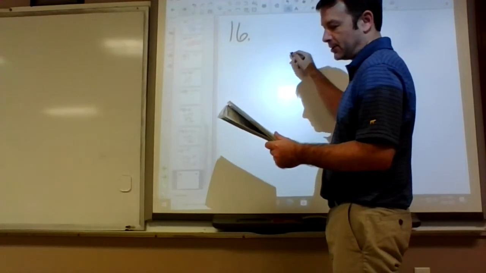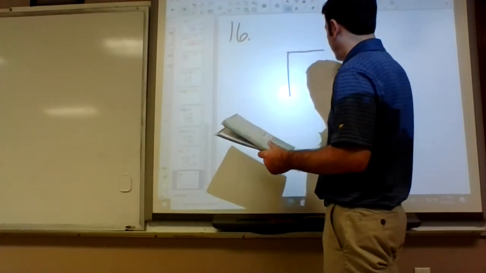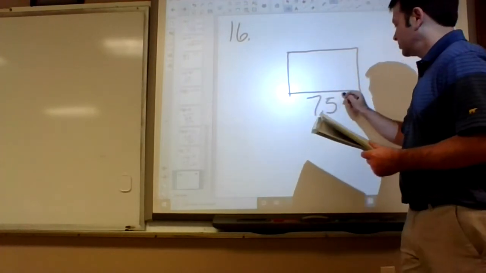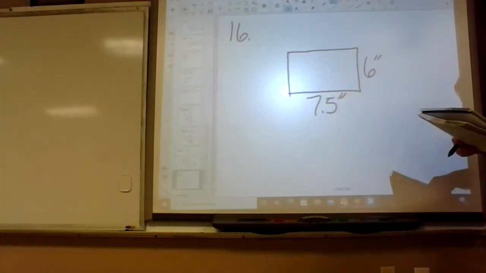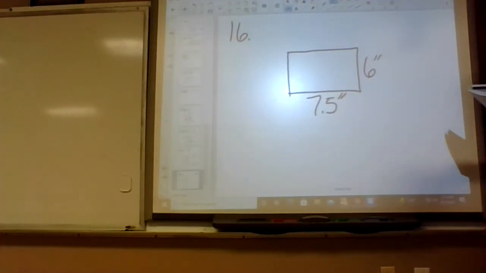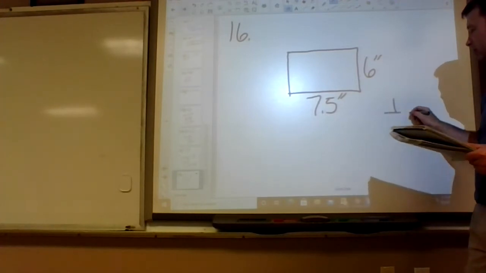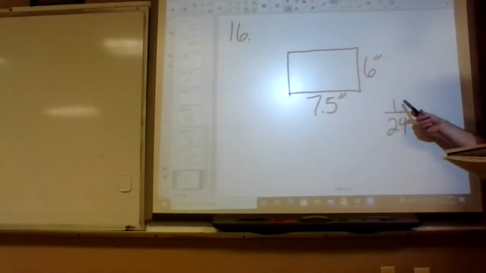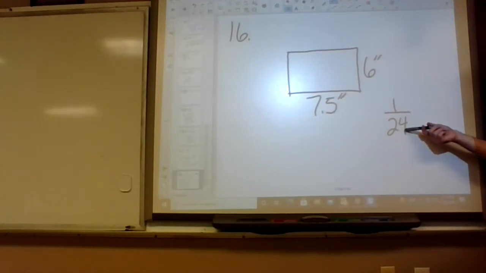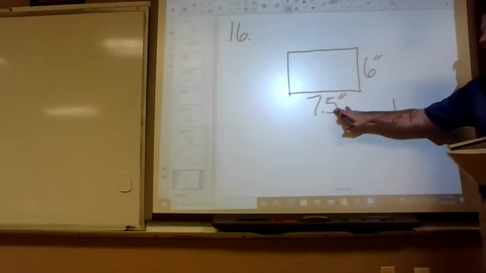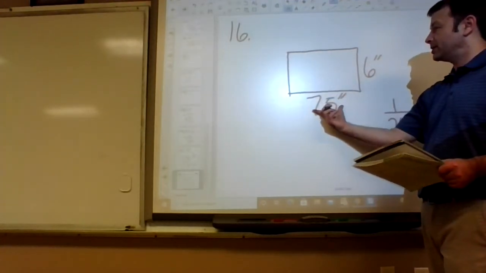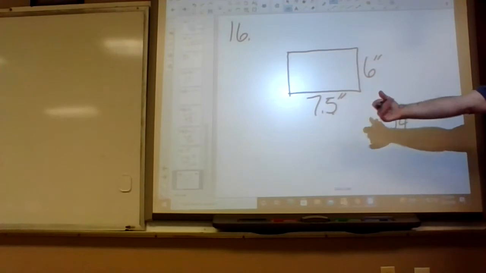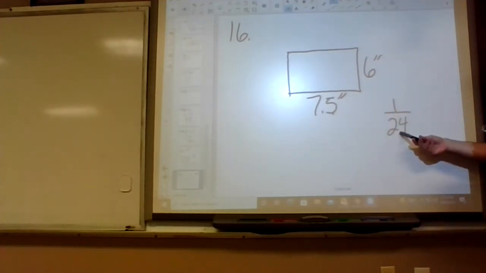It says, a rectangular room has dimensions 7.5 inches by 6 inches on a plan that has a scale of 1 to 24. Okay, again, is 1 to 24 converting from inches to feet for us? No, it is not, unfortunately. So 7.5 inches is actually smaller than what I drew on the board. The picture is not very big. The room is going to be a lot bigger. 24 times longer, 24 times wider.